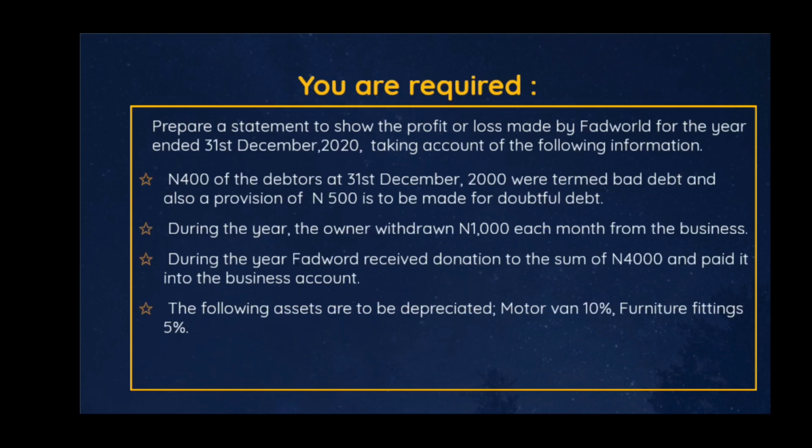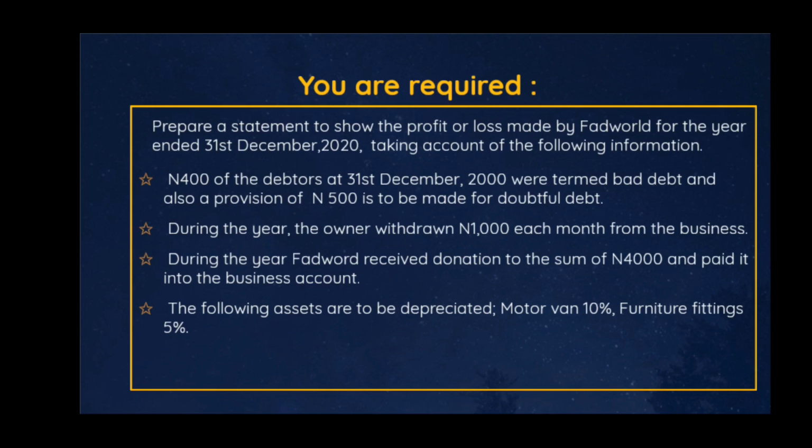So let's look at the additional information. We are to prepare a statement to show the profit or loss made by Fadwa for the year ended 31st December 2020, taking account of the following information. The first adjustment, 400 naira of the debtors at 31st December 2020 were turned bad debt, and also a provision of 500 naira is to be made for doubtful debt.